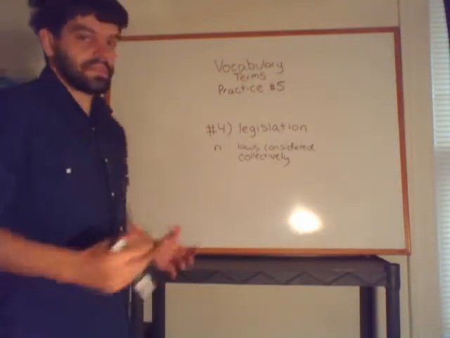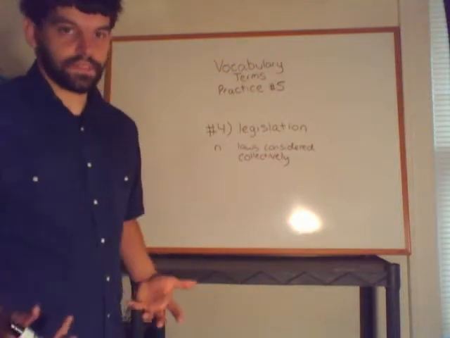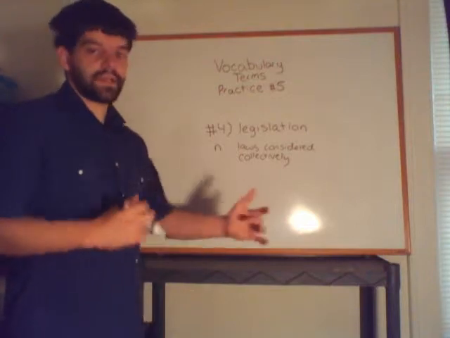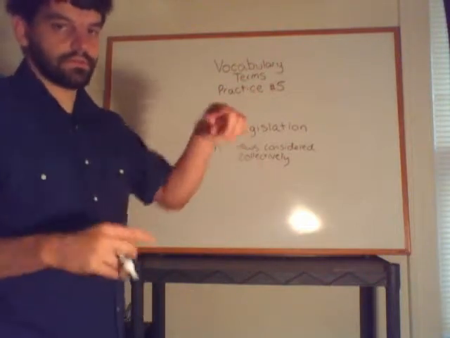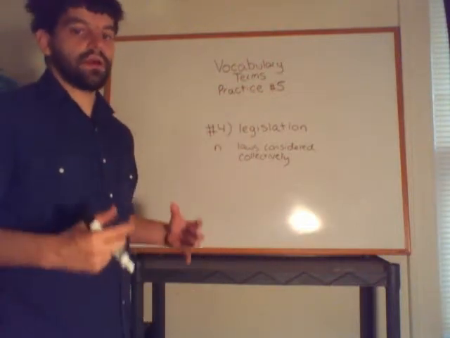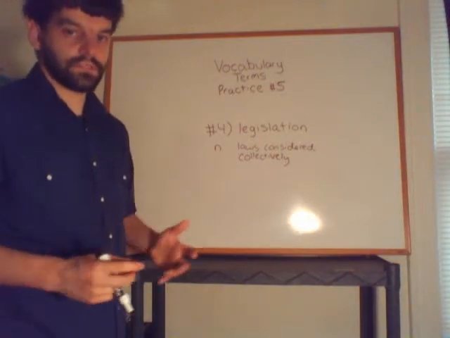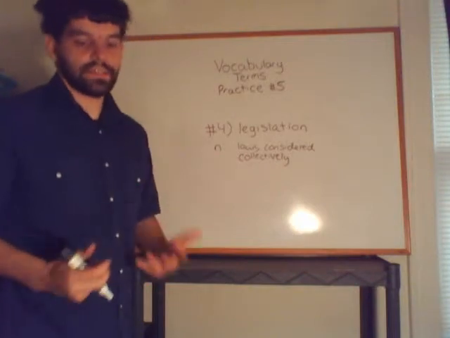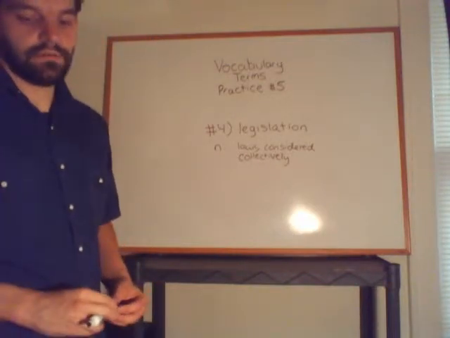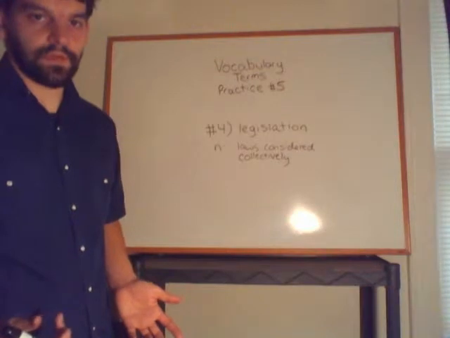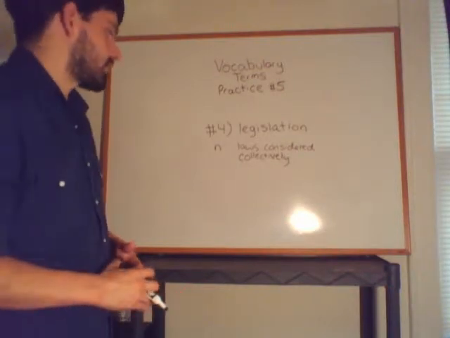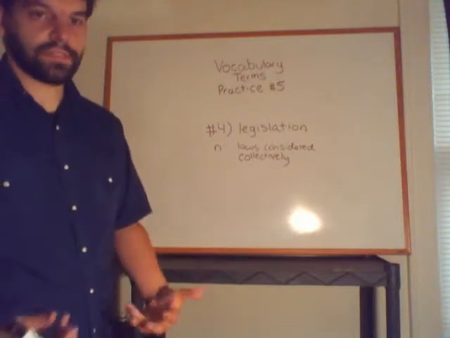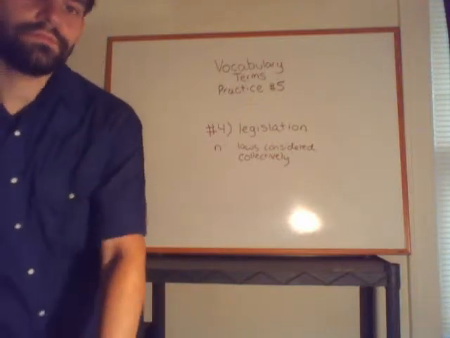Now, all these branches of government work in a system of checks and balances, so they have some kind of check and power over each other, so one doesn't outpower any other branch. But these are laws considered collectively. A sample sentence could be, she passed a new legislation for protecting the environment. Okay? So, she passed a law that, when enforced, protected the environment. Okay?